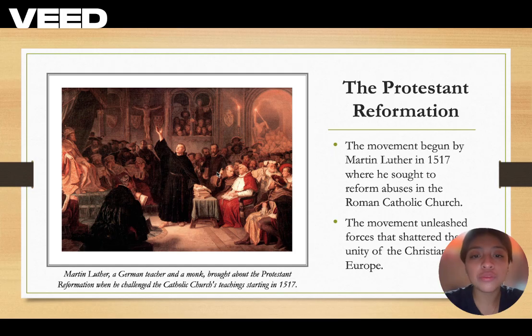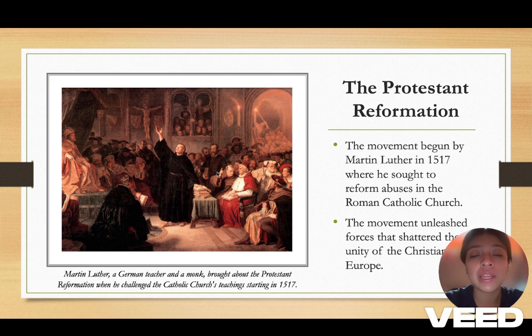So the Protestant movement. The movement began by Martin Luther in 1517, where he sought to reform abuses in the Roman Catholic Church. As you guys notice on the left, there is a gentleman in a black robe. That's actually Martin Luther. He unleashed this movement to combat the Roman Catholic Church in regards to the abuses that they have been committing behind the scenes to the people who follow the church's practices.